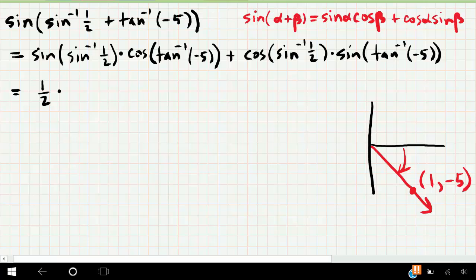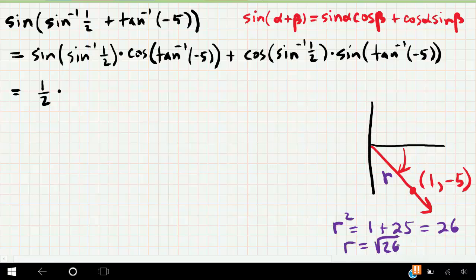Now we don't know the r value. We'll have to calculate that using the Pythagorean theorem. R squared will be 1 squared, which is 1, plus -5 squared, which is 25. So that is 26. This tells us that r will be the square root of 26. We can now calculate the cosine of inverse tangent of -5. Cosine is the first coordinate divided by the r value. So that's 1 divided by square root of 26.